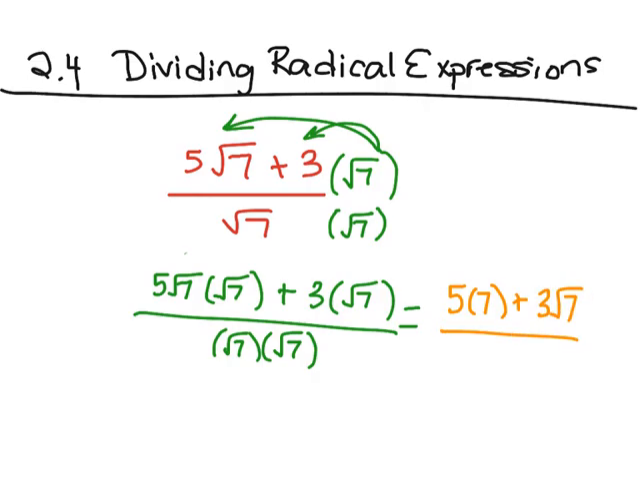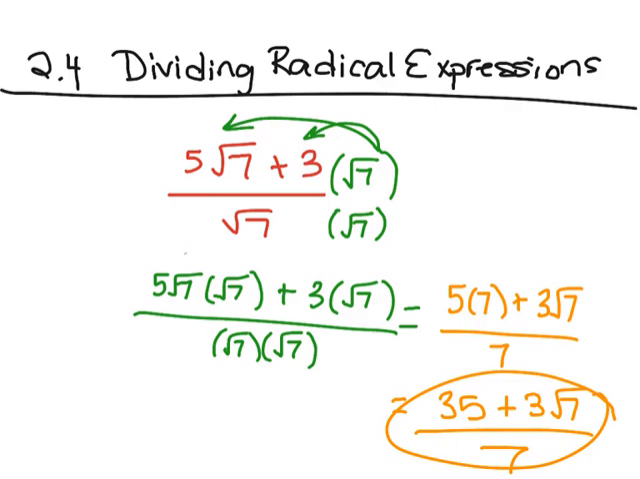And root 7 times root 7 is 7. They cancel each other out. And 5 times 7 is 35, so 35 plus 3 root 7 over 7 is your simple reduced quotient. And now, because we can't simplify the fraction anymore, this is your final answer.